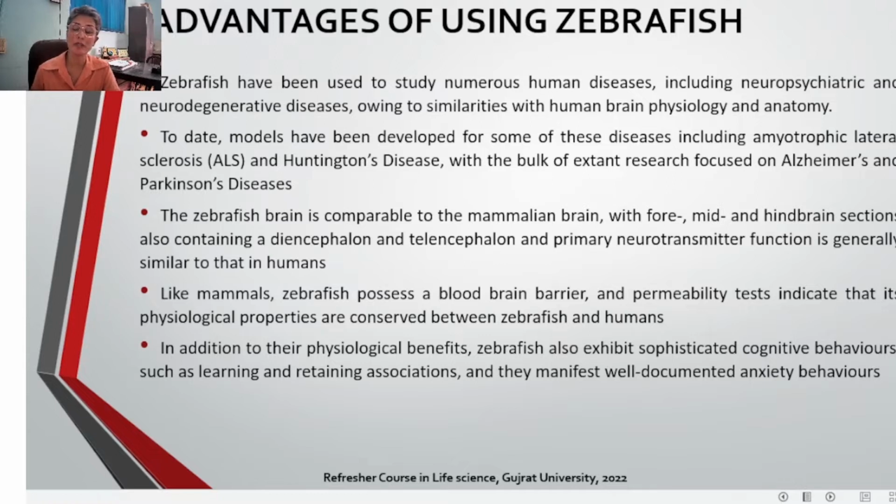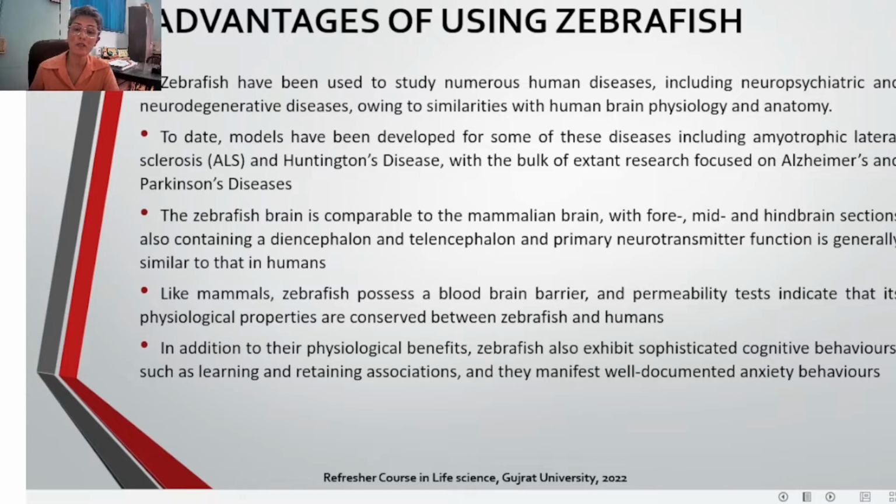The zebrafish brain is comparable with the mammalian brain, with fore, mid and hind brain. They have a diencephalon and telencephalon, and the primary neurotransmitter function is generally similar to that of the human being. So the neurotransmitter function, that means the physiological aspect of the zebrafish brain or nervous system, is very similar to that of the human. Like mammals, zebrafish possess the blood-brain barrier also, and permeability tests indicate that its physiological properties are conserved between zebrafish and human.